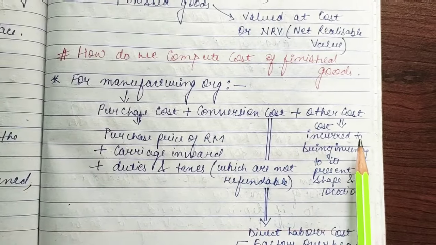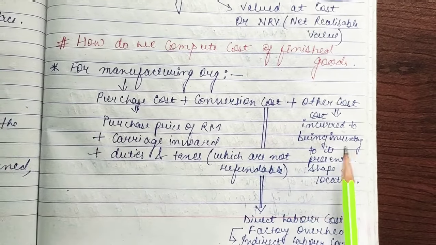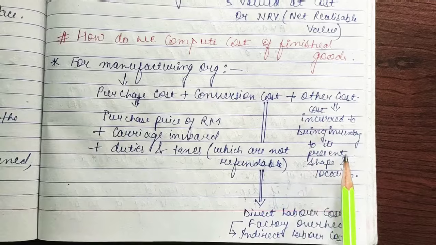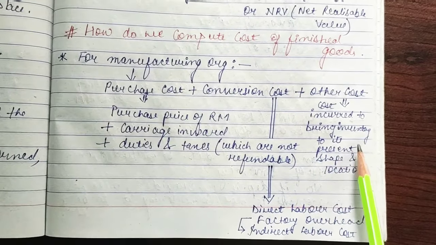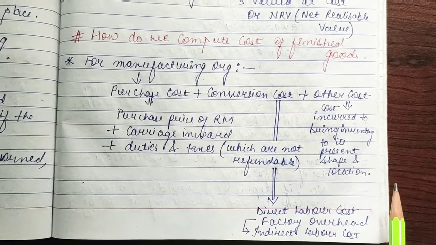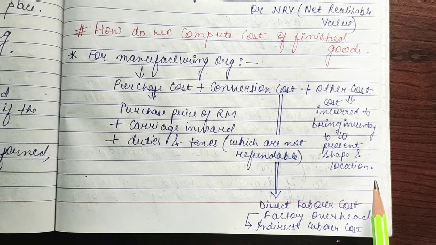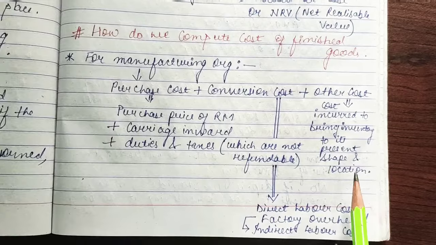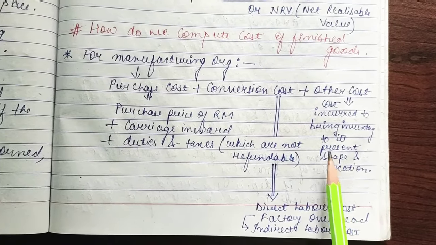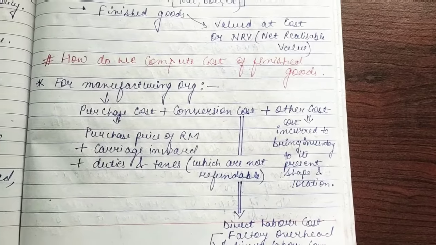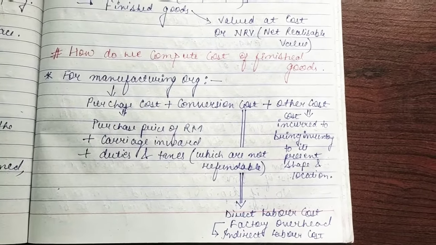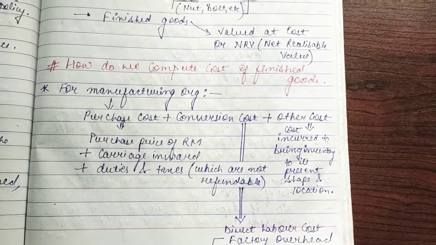Now comes other cost. What comes in other cost? Cost incurred to bring inventory to its present shape and location. It is not that we start selling from the place where our product is made. We have to bring it to the market, ठीक है, to bring it in its present shape and location. So this is how we compute the cost of finished goods for manufacturing organizations.